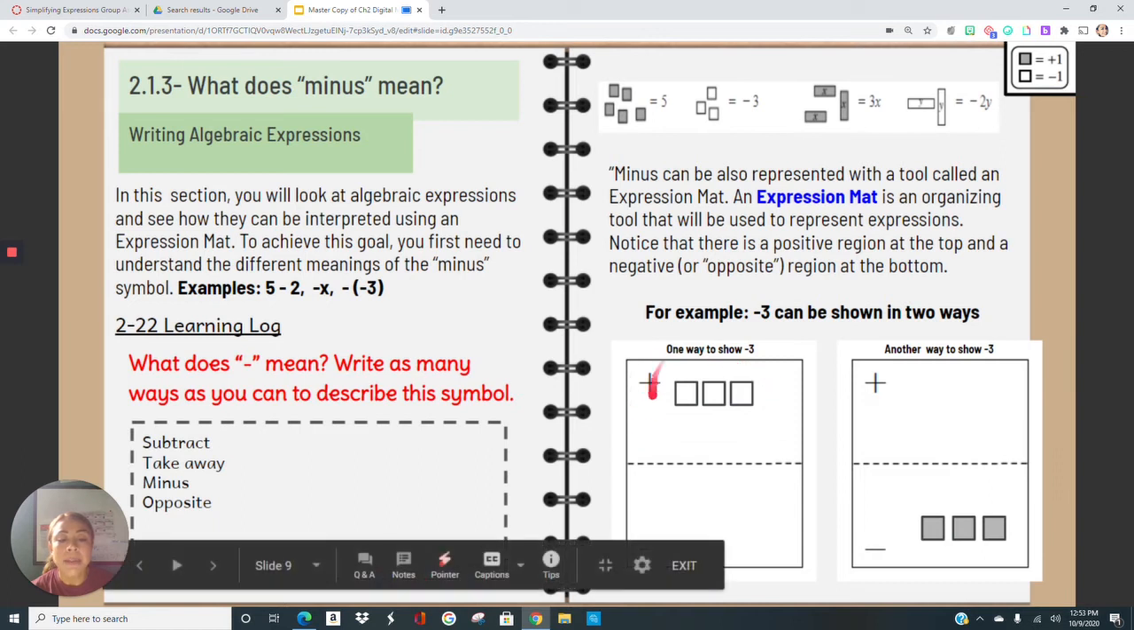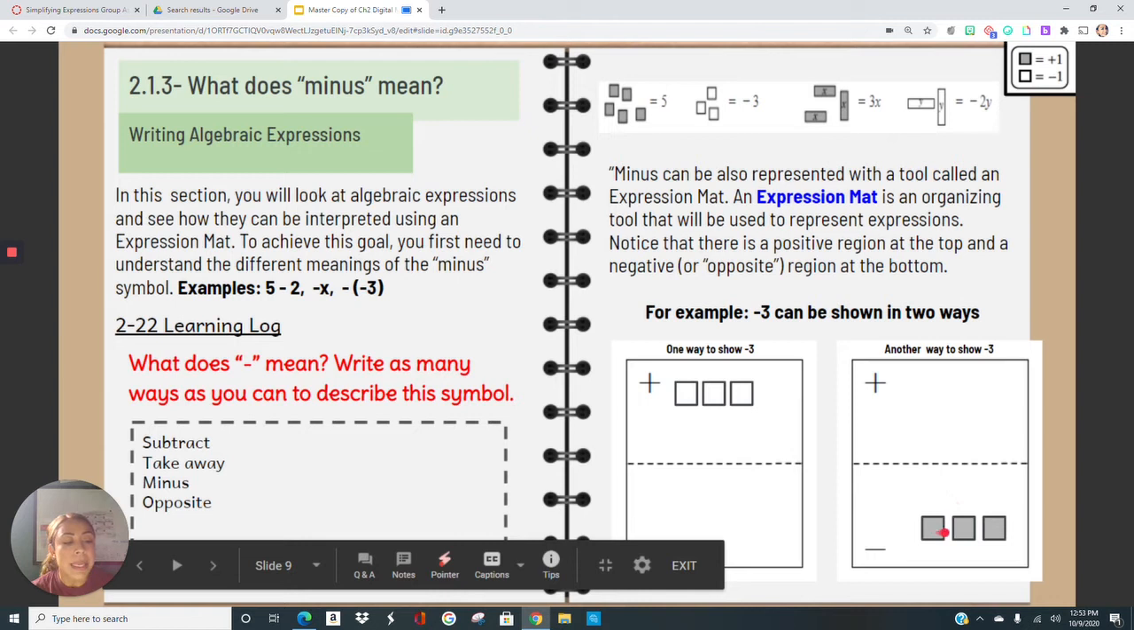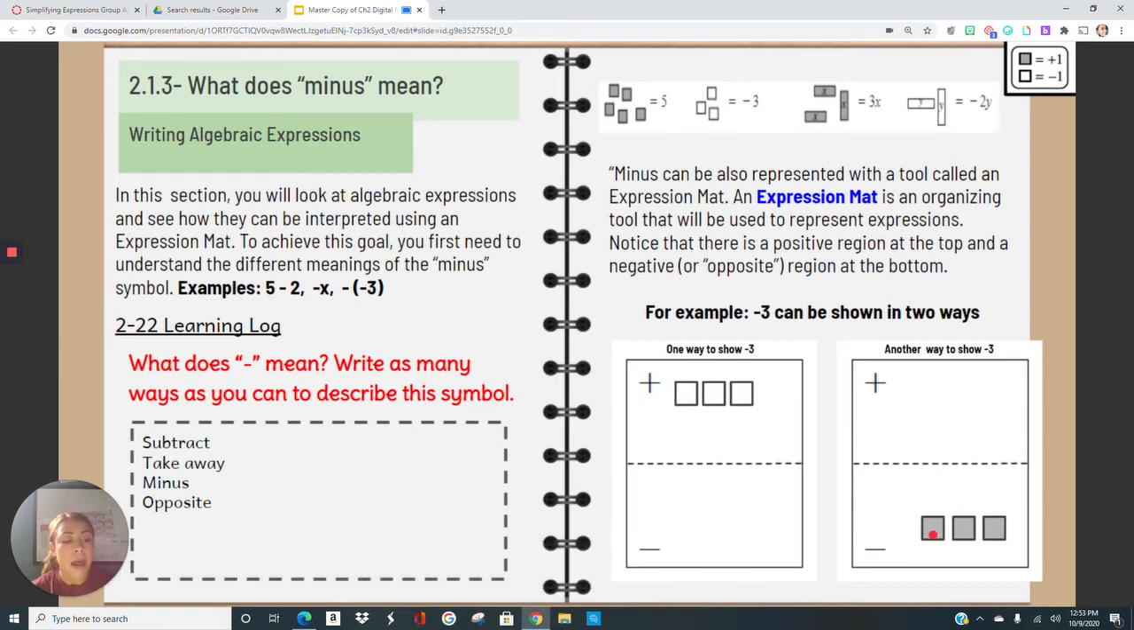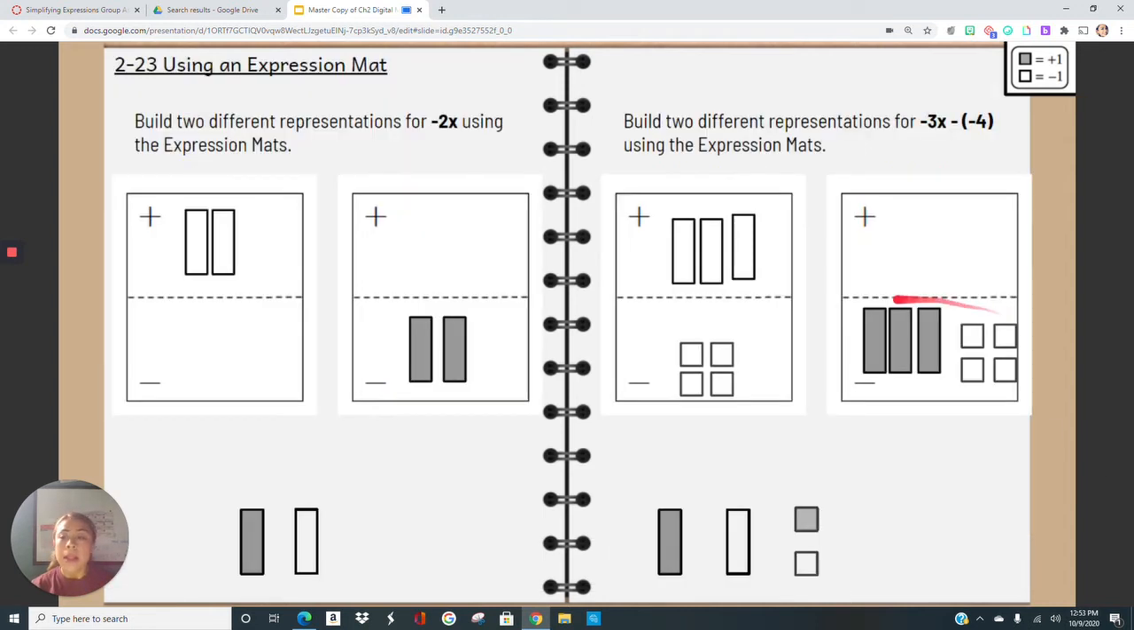The example that we went over represents negative 3 in two ways. You have a positive region here and a negative, or opposite, region down below in our expression map. If I drag 3 negative tiles, this represents negative 3. If I place 3 positive tiles in the opposite region, that also represents negative 3, because the opposite of positive 3 is negative 3.